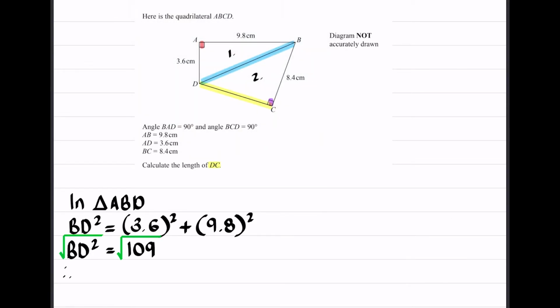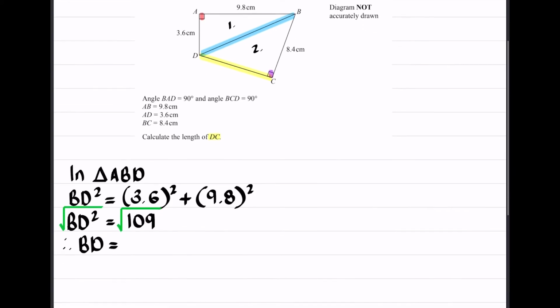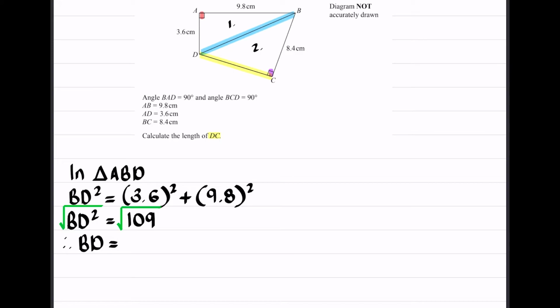The square root of BD squared is equal to BD, which is equal to, now because I'm using this answer in my next part of my question, I'm just going to keep it as the square root of 109. The reason is that way it keeps all the decimal places within it and I don't have to write out the whole long decimal. So BD's length is the square root of 109. Now I have that as the hypotenuse of my second triangle.